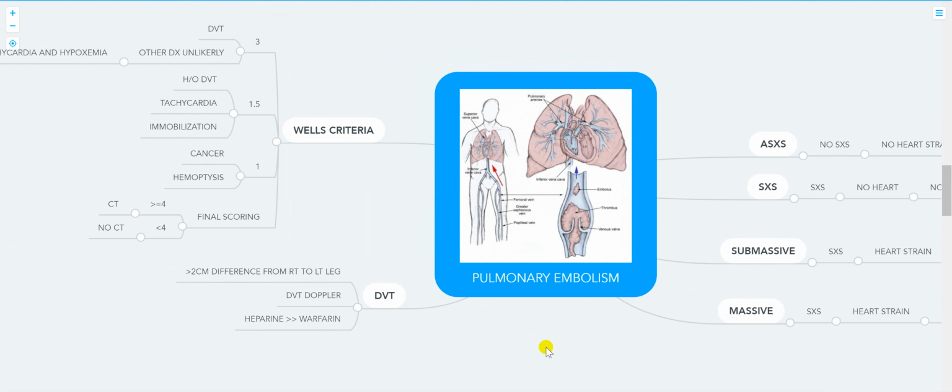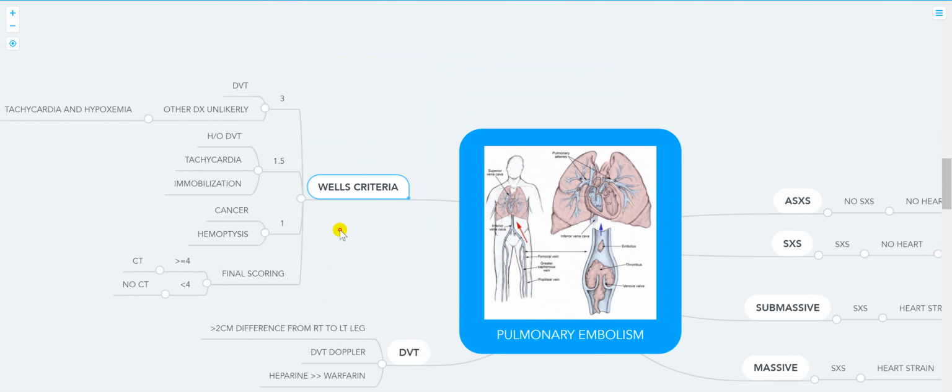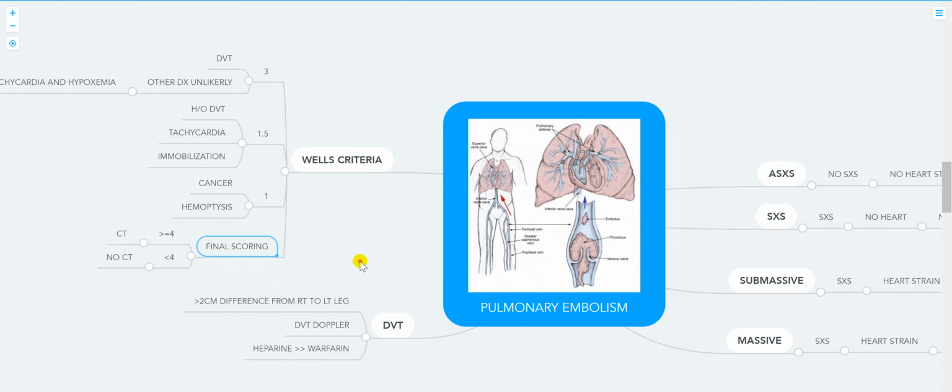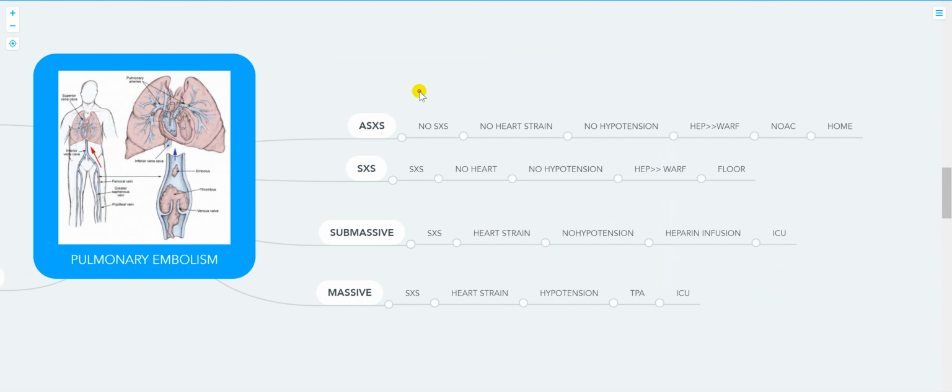Simple and easy. First, initially, you've got to look at the Wells criteria. Look at the presentation. Is it pleuritic chest pain, sudden in onset, and is there hypoxemia and tachycardia? Look at DVT, immobilization, cancer, hemoptysis. Then you score it.